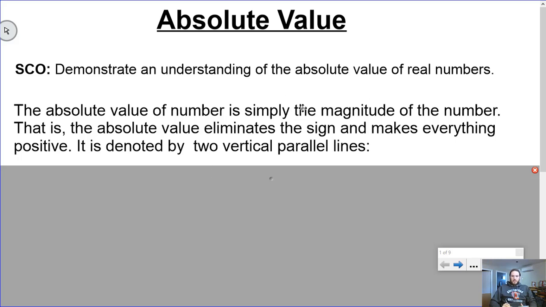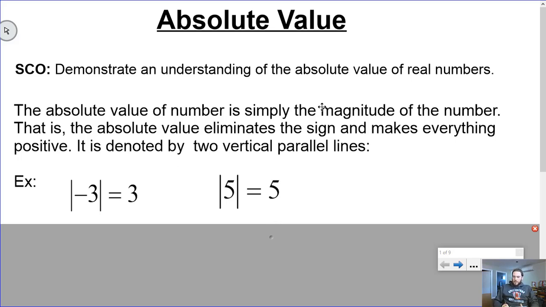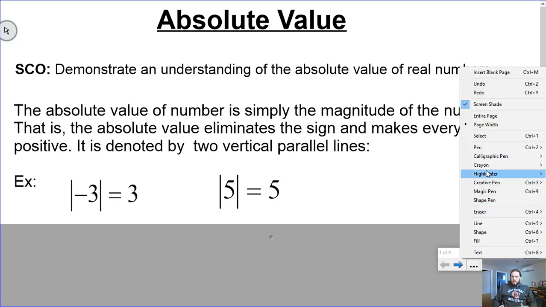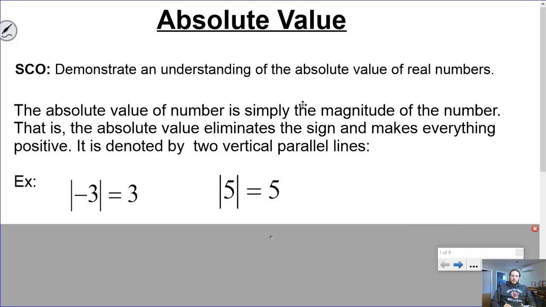For those of you that have taken physics before, you might recognize the word magnitude. That is, the absolute value eliminates the sign and makes everything positive. It is denoted by two vertical parallel lines, something like this. In science and in math, there are two types of information. When we talk about magnitude, we don't care about the direction. We only care about the size.